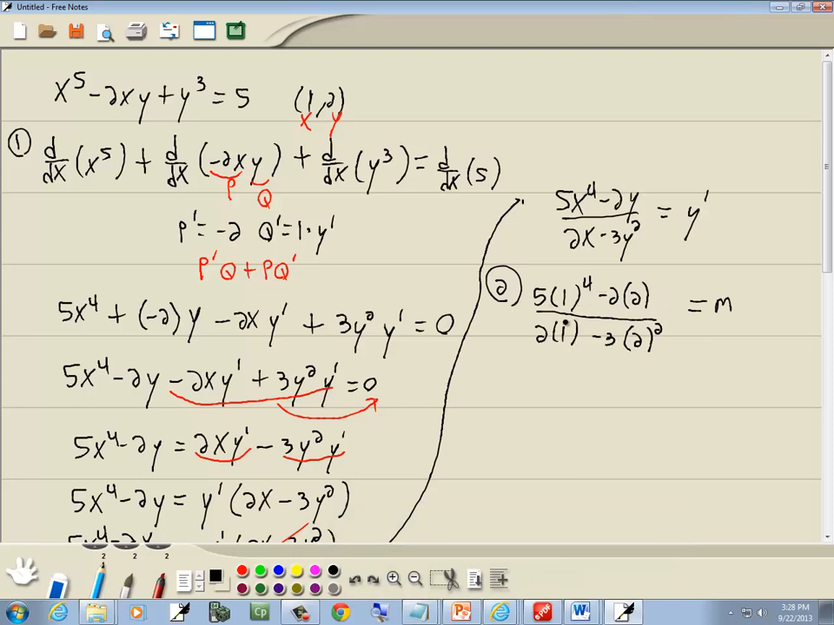Now 1 to the 4th is 1, so that drops away. So that's 5 minus 2 times 2, which is 4. Down here, 2 times 1 is 2. 2 squared is 4 times 3 is 12, so 2 minus 12 equals m. 5 minus 4 is 1. 2 minus 12 is negative 10. So the slope at that point is negative 1/10.